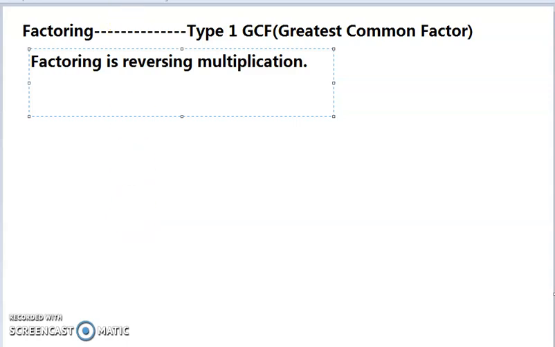In this video, we're going to look at the first type of factoring, GCF, greatest common factor. First of all, we're going to look at the motivation of this method. We need to know that factoring is reversing multiplication. So we're going to start with the multiplication example.